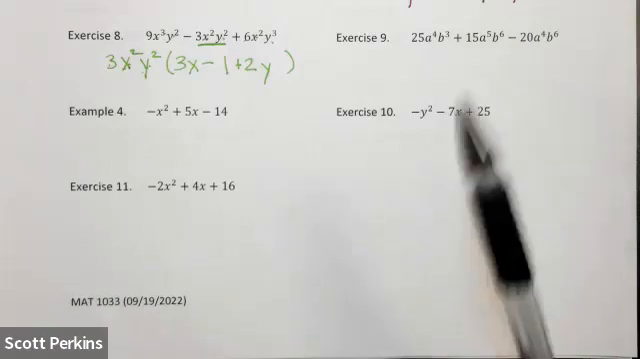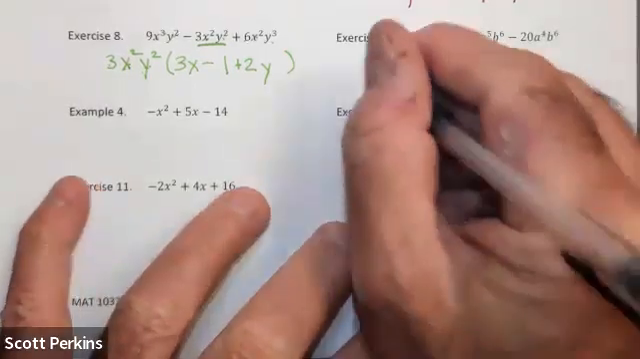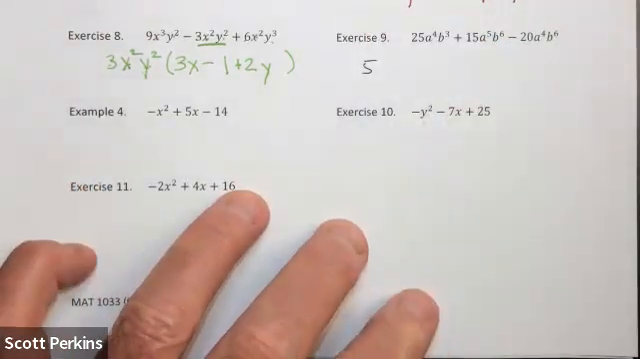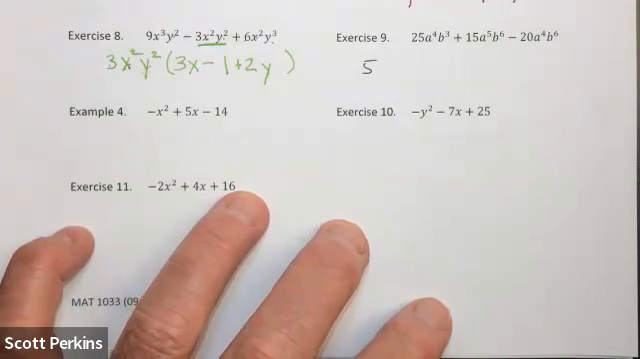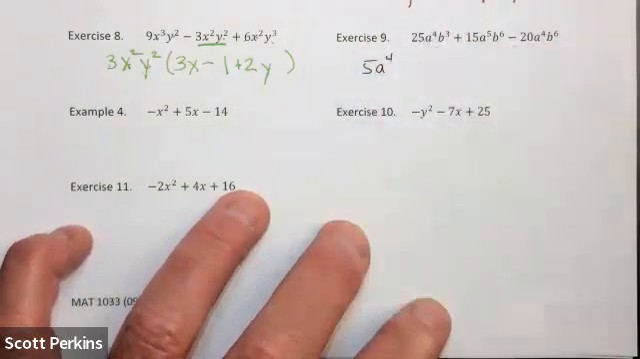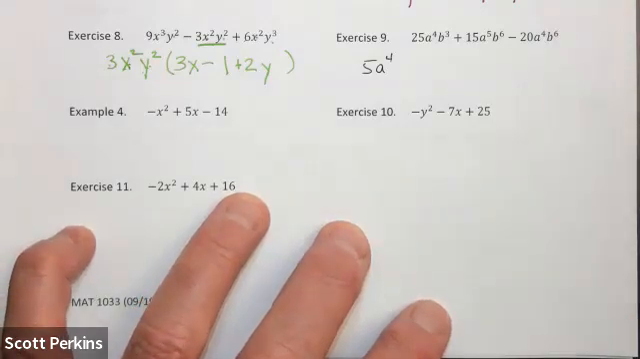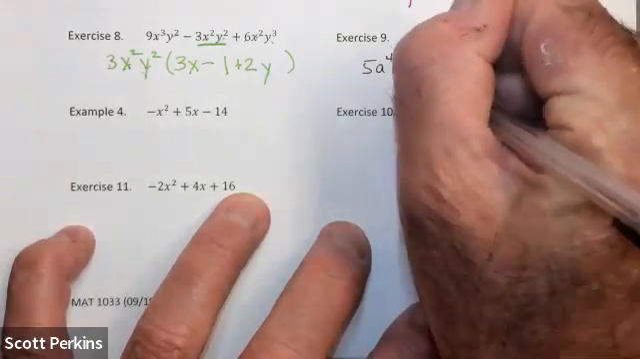All right, so looking at the coefficients, I've got 25, 15, 20. What can I factor out of all of those? 5. Yep. How many a's can I factor out? 4, because I got a to the 4th, a to the 5th, a to the 4th. So the lowest power is a to the 4th. And then how many b's can I factor out? Yep, lowest power of b is b to the 3rd, right there in that first term.